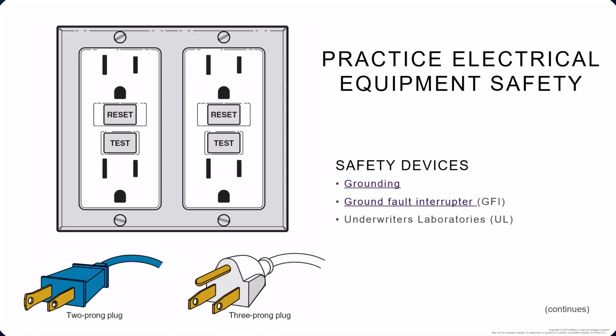GFIs are designed to detect currents of a few milliamperes and trip a breaker at the receptacle or at the breaker panel to avoid a shock hazard. On the GFI, there would typically be a small green light, and that would turn red when it trips. When the appliance is removed from the socket, it can be reset with the reset button on the panel.